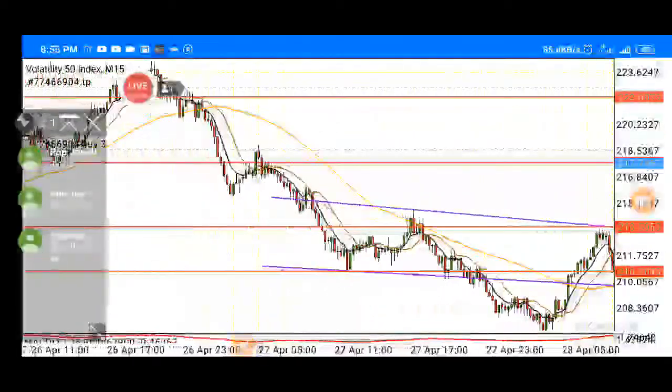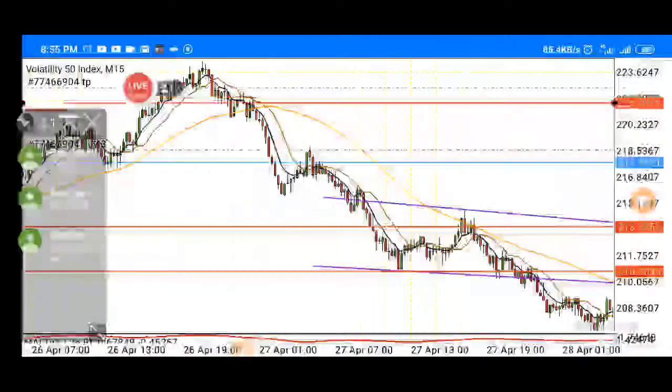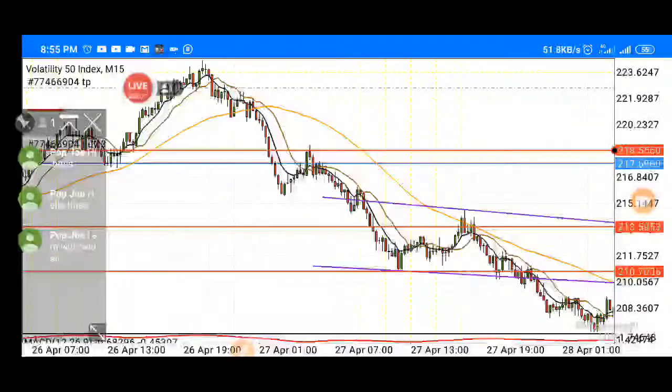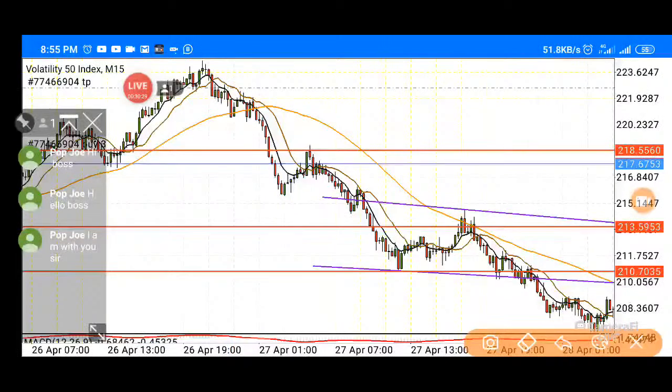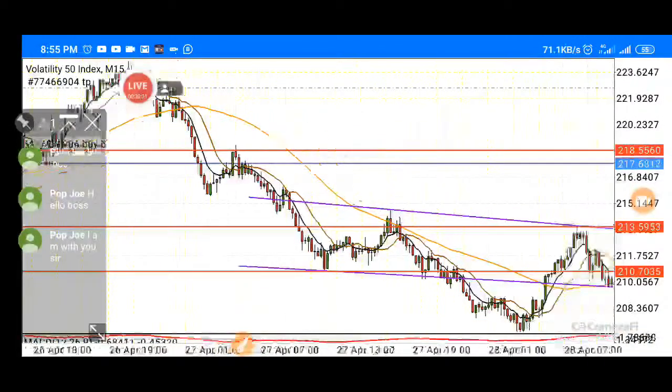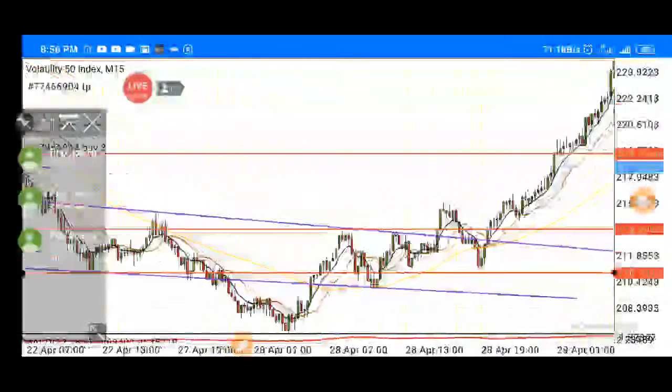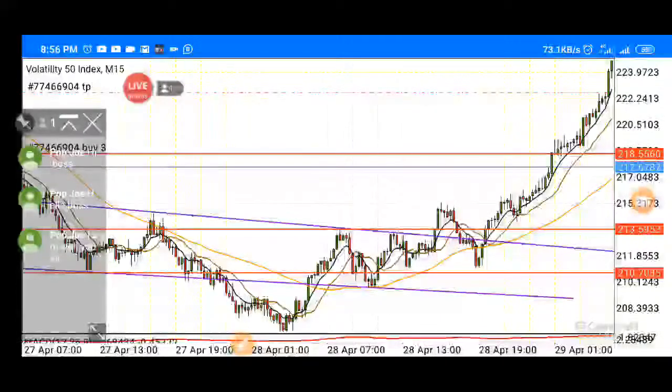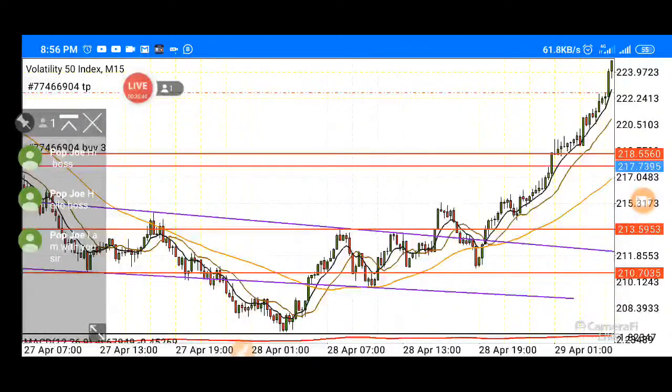So let's see where we can take our profit. Let's take our profit on this resistance over here. So let's see if it's okay. That's a successful one. So that's about head and shoulders and inverse head and shoulders. So let's move to double top and double bottom.